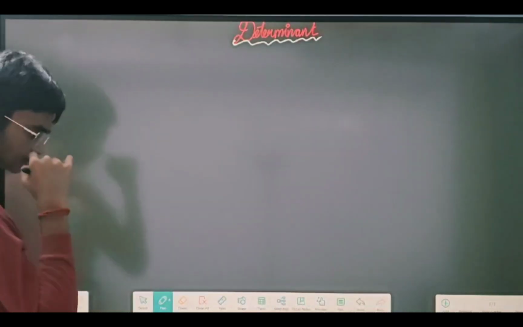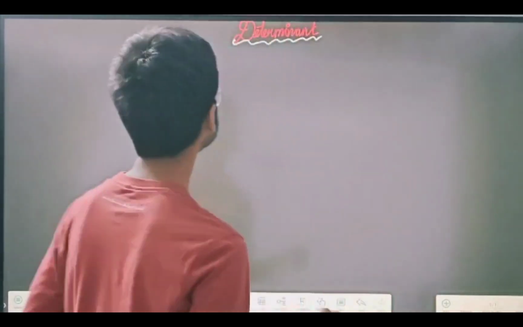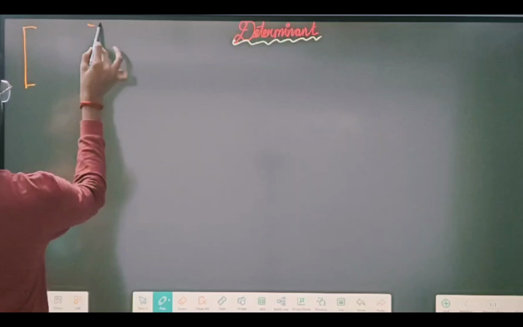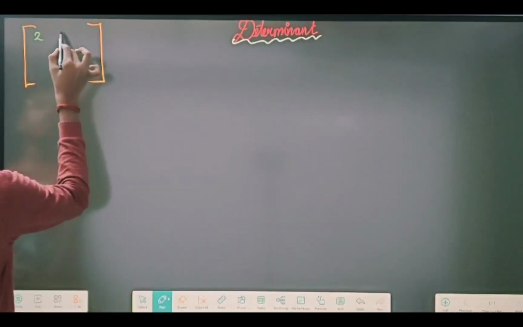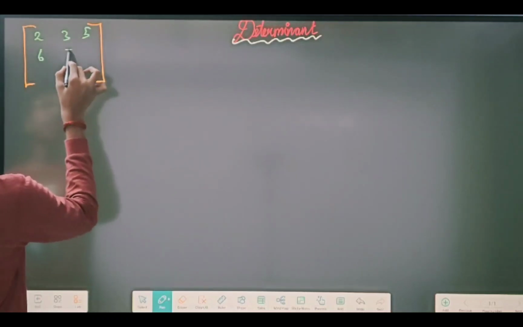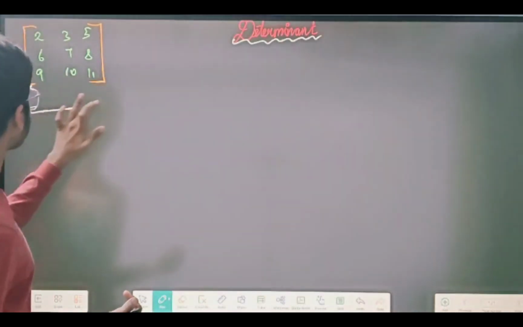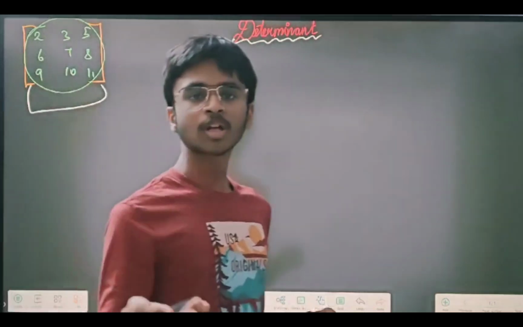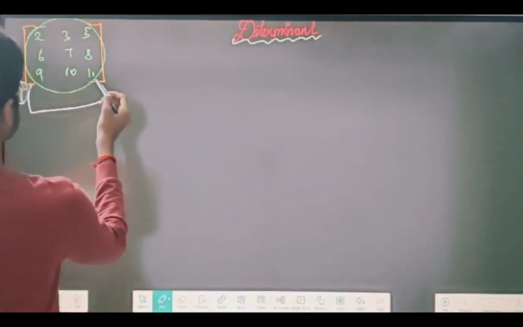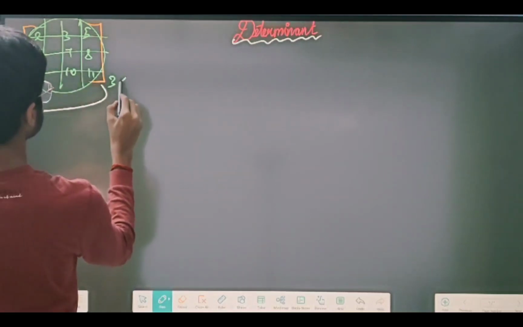A matrix is a rectangular array where you can arrange numbers. It means you can store numbers in it, like 2, 3, 5, 6, 7, 8, 9, 10 and 11. This is the rectangular array, and here is the place where I store the numbers, and the size of what I have stored is represented here. See, there are totally 3 rows and 3 columns, so it will be written as 3 into 3.